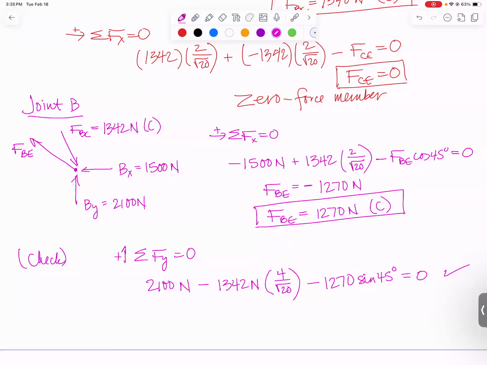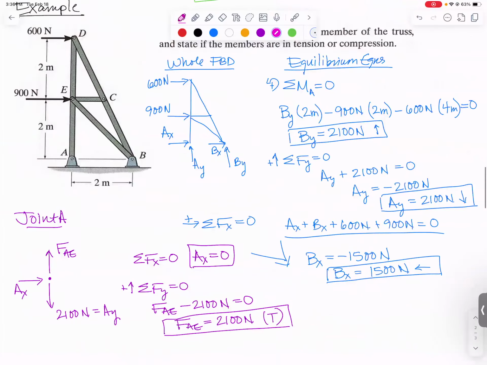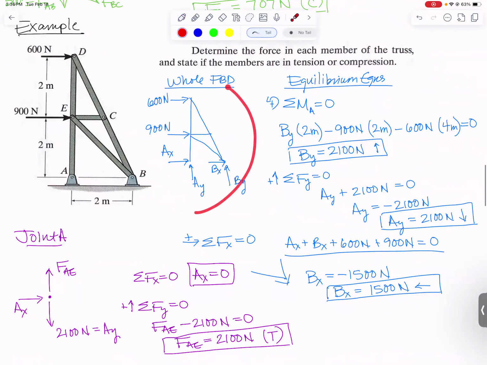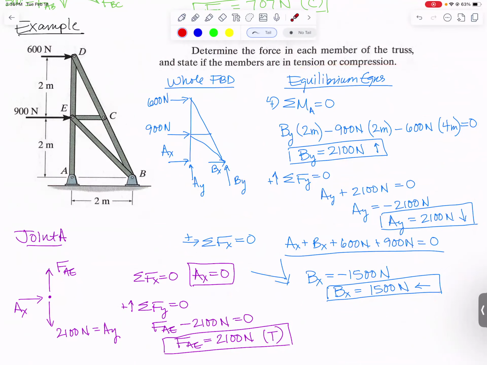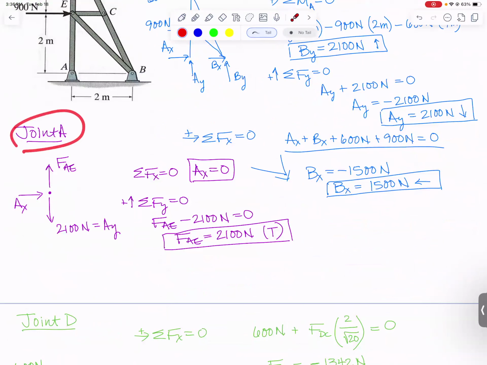And you could do the same thing if you wanted to analyze joint E to double check that everything works out. The thing to keep in mind, a few things. Always start with a whole free body diagram. Then use your equilibrium equations to solve for as many of the unknown reaction forces as you can. Usually you can solve for all of them. Next, pick a simple joint, include any externally applied forces or reaction forces on there, whether you know them or not. I like to draw all of my unknown internal forces in tension so that if it comes out positive, it's tension. If it comes out negative, it's compression.